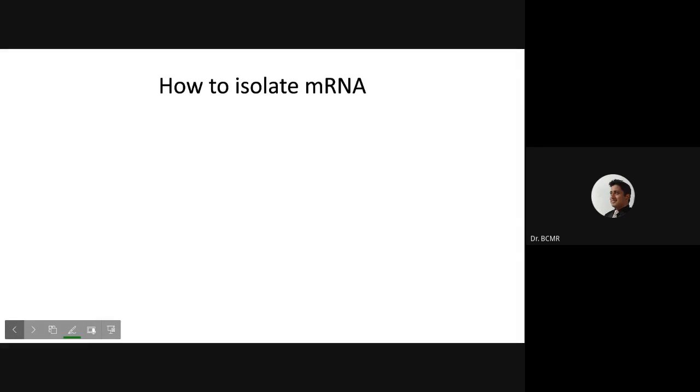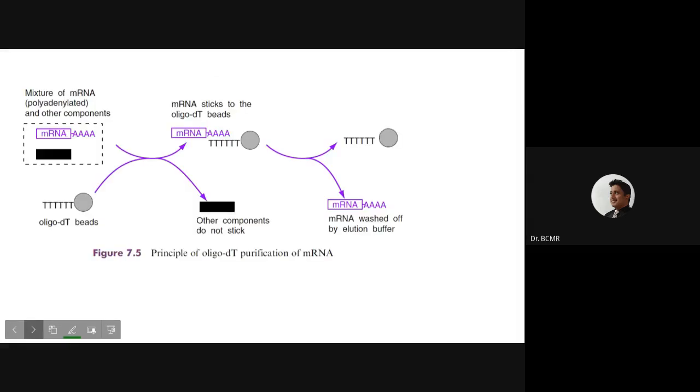So we have several steps. First one would be to isolate the mRNA. We first have to get the mRNA, and then use it as a template to synthesize cDNA. I think these protocols are pretty straightforward. It is using oligo-dT. As I was mentioning before, all eukaryotic mRNAs have a poly A tail. There will be other RNAs like tRNA, rRNA, and other small non-coding RNAs also. And you will also have mRNAs.